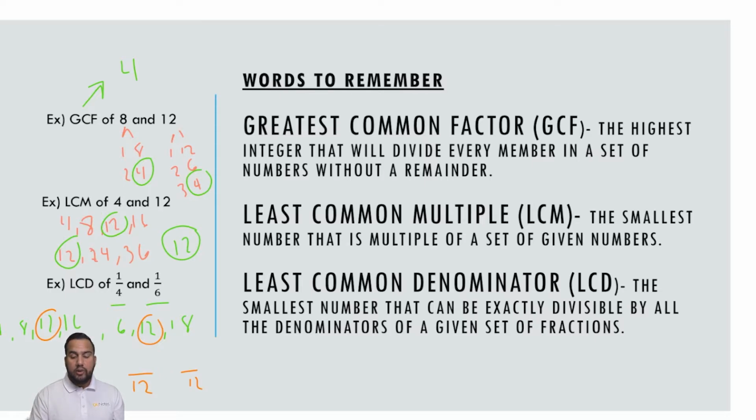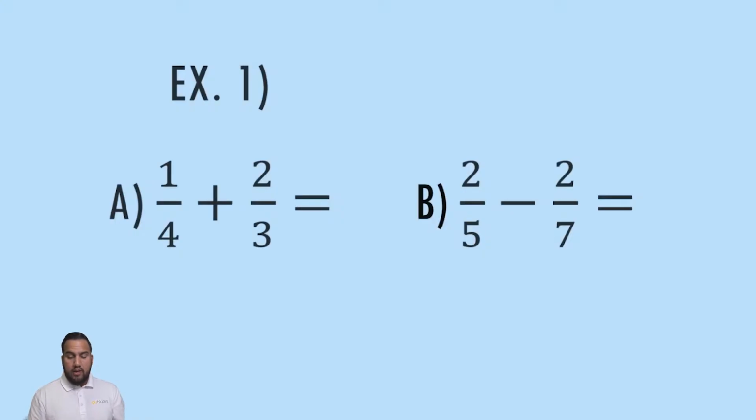Okay? You knowing these three vocab words is going to make you more successful. But you have to be good at least common multiple, because you're always finding the multiples to help you find your LCD. Sound good? So you ready to begin? Okay. In example 1, we're going to add 1/4 and 2/3.